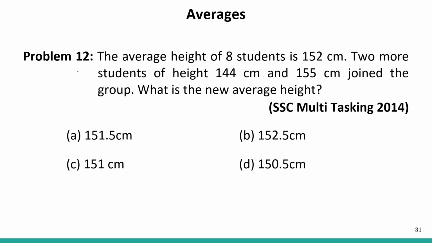So let's go forward with problem number 12. The average height of 8 students is 152 centimeters. Two more students of heights 144 centimeters and 155 centimeters joined the group. Then what is the new average height? This question appeared in the SSC Multitasking 2014 paper. Is it 151.5, 152.5, 150.5 or 151 centimeters?